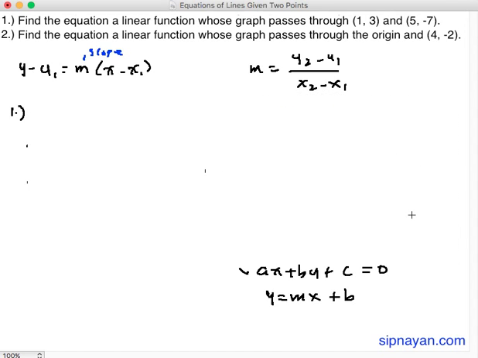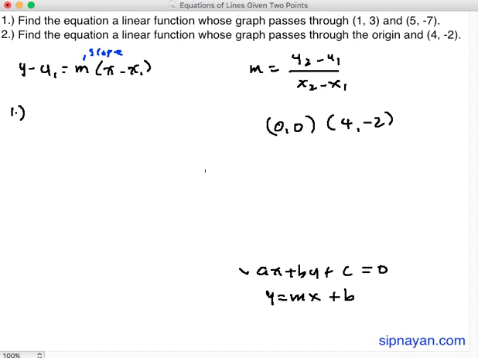Okay, so for the second example, we have: find the equation of a linear function whose graph passes through the origin and (4, negative 2). Ito medyo madali ito kasi yung origin ay alam naman natin na (0, 0) siya, di ba? So, magiging (0, 0) at (4, negative 2) yung dalawang points natin.